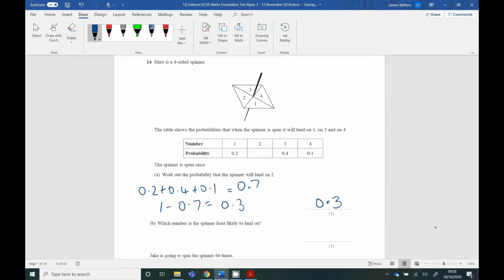Part B, which number is the spinner least likely to land on? Well, that means the one with the smallest probability. So that's obviously the 4 with the probability of only 0.1.